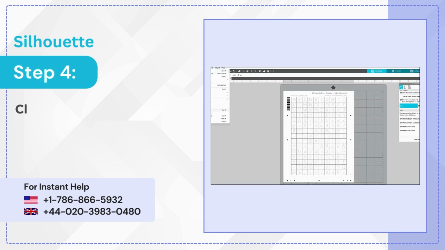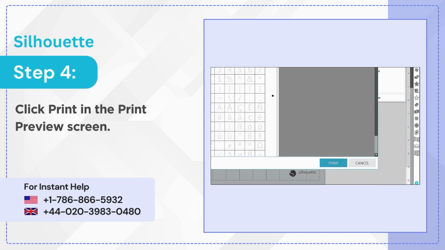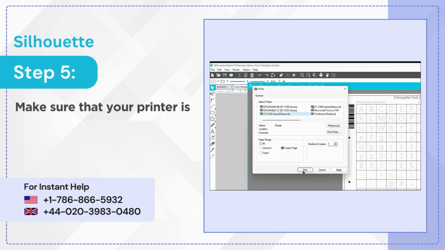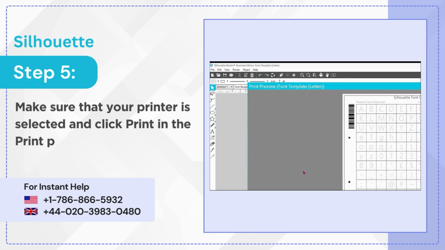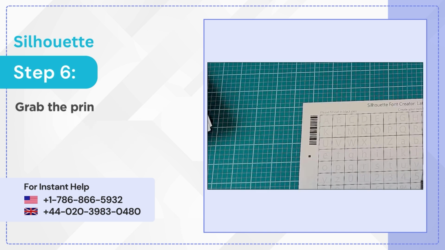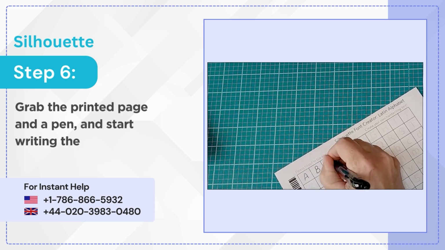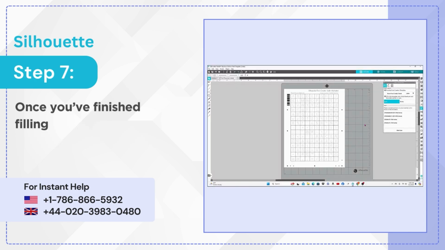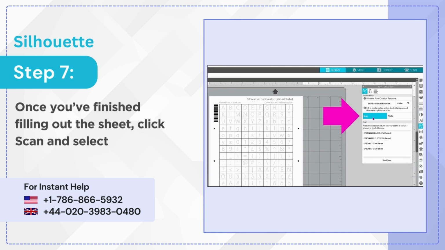Step 4. Click Print in the Print Preview screen. Step 5. Make sure that your printer is selected and click Print in the Print pop-up window. Step 6. Grab the printed page and a pen and start writing the letters in the box. Step 7. Once you've finished filling out the sheet, click Scan and select your printer from the list.